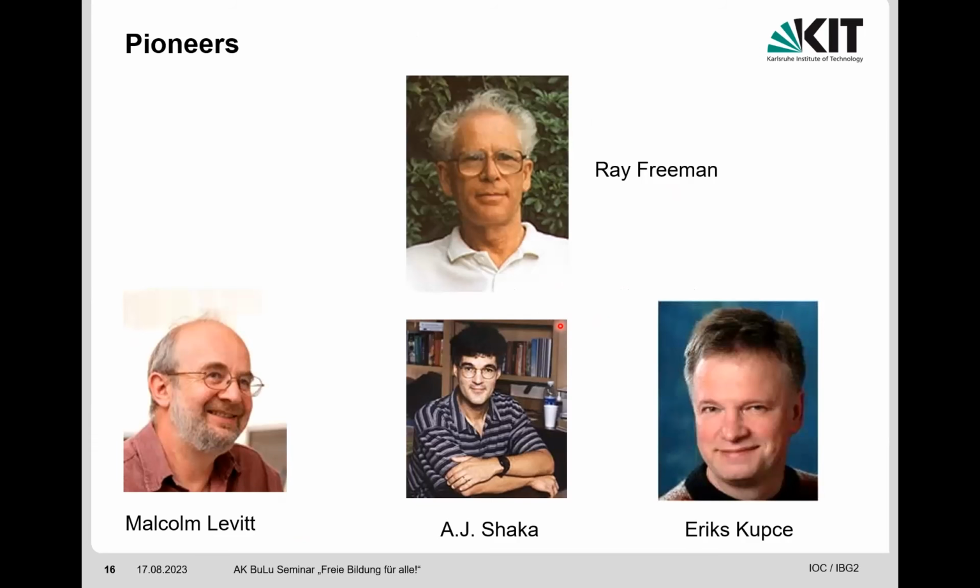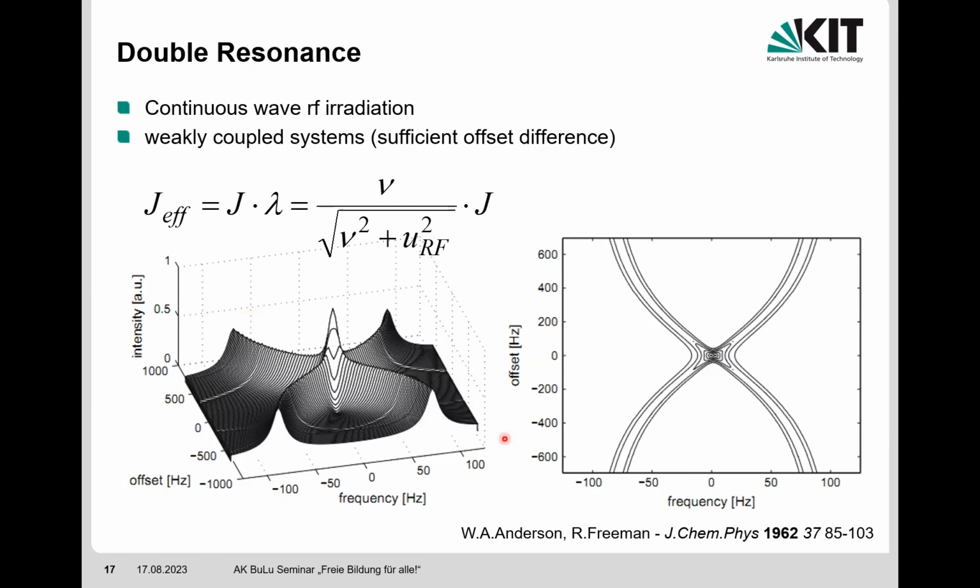And the first thing was here with Anderson and Freeman, a work of double resonance, they called it. Well, you decouple, and what you do is you simply use CW irradiation on the second nucleus all the time. And here's shown an offset dependence of CW irradiation. So you have a split signal, you have the multiplet, the alpha and beta state, for example, of a multiplet.